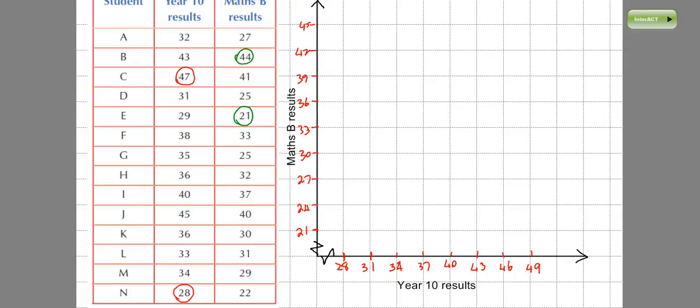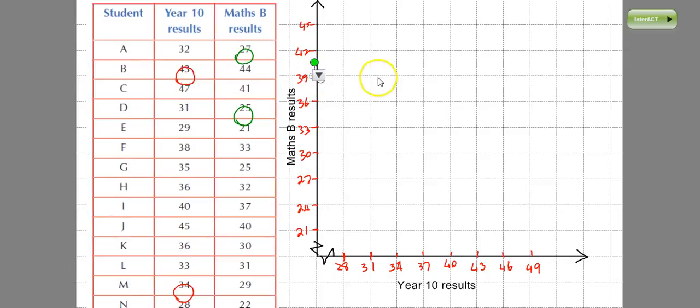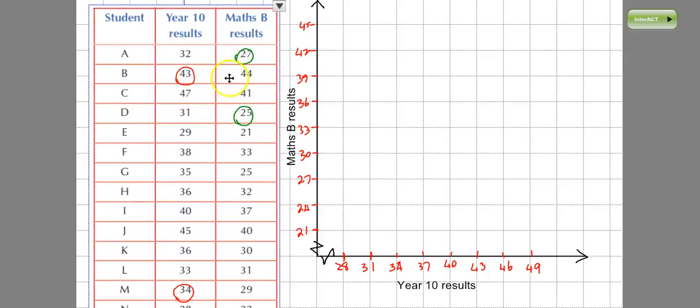Let's look at some data. There we go. So we've got some data here. The data is Year 10 maths results, actually, compared to the same students, and these are the students down here, their Maths B results. Now, Maths B in Queensland is a more difficult level of maths than other maths. So we're looking at how students did in their Year 10 studies and compared it to how they then did in their Year 11 studies.